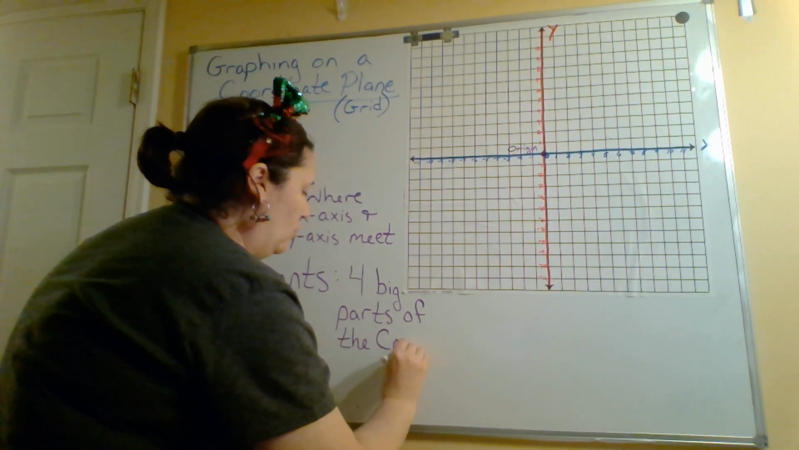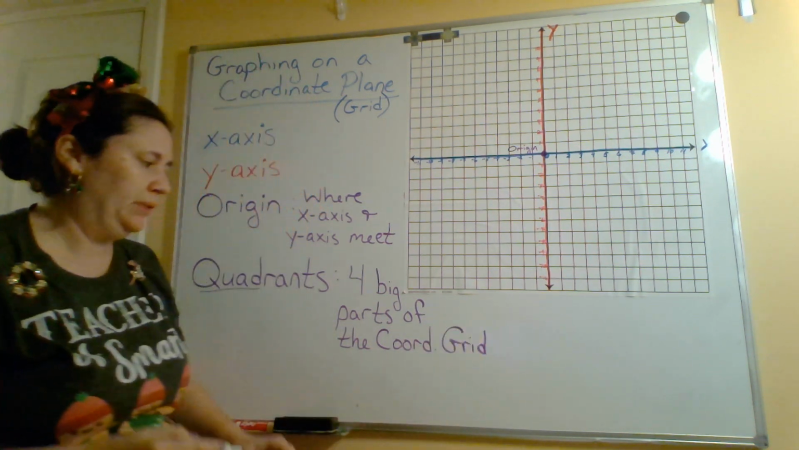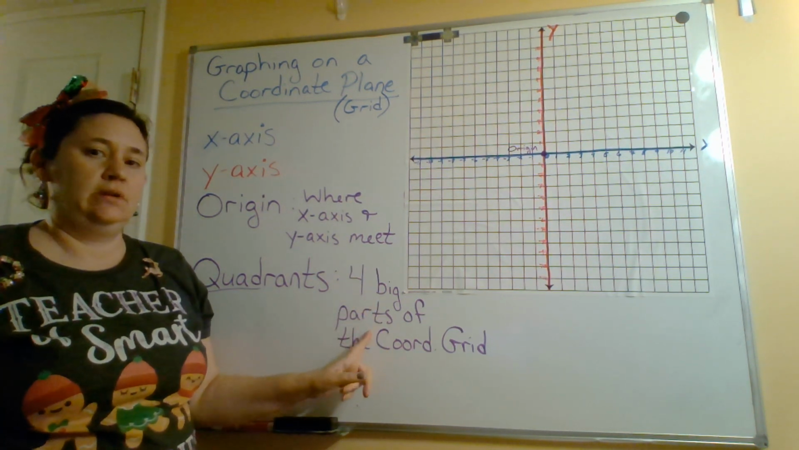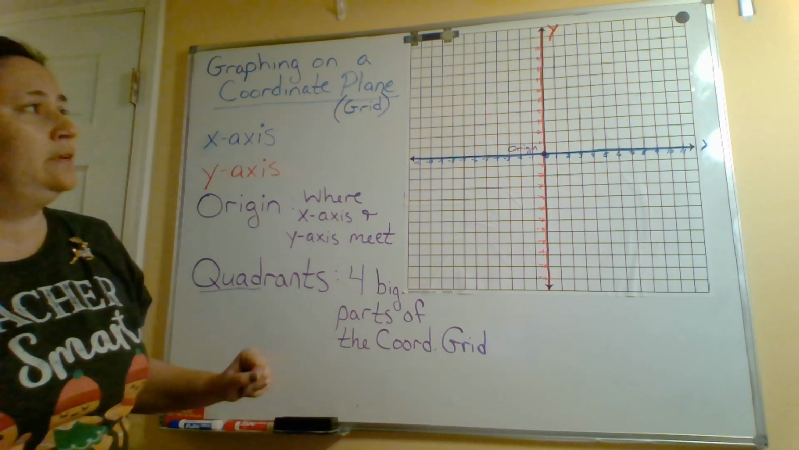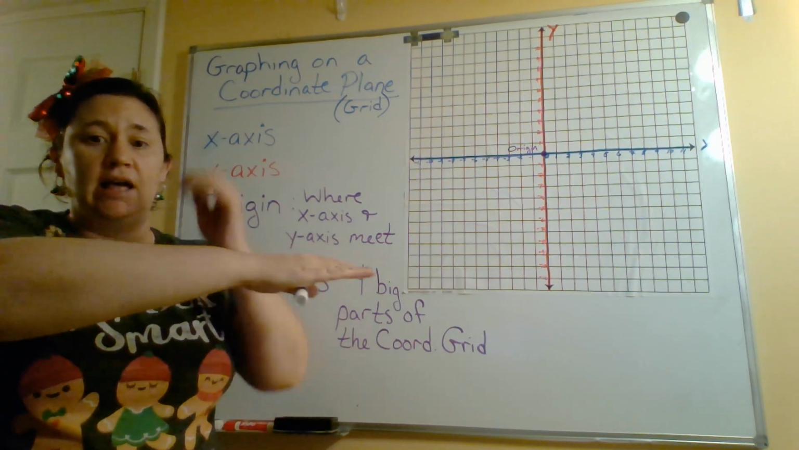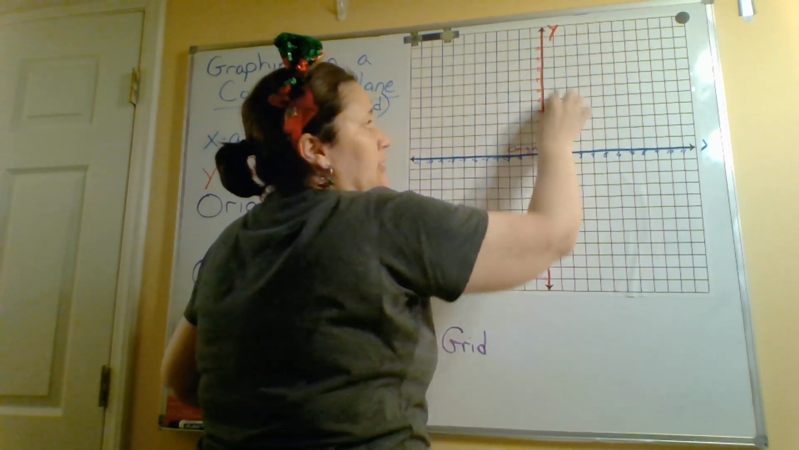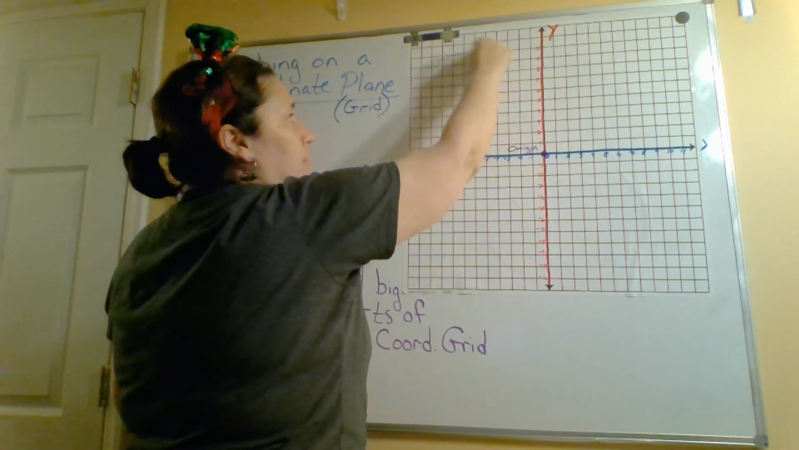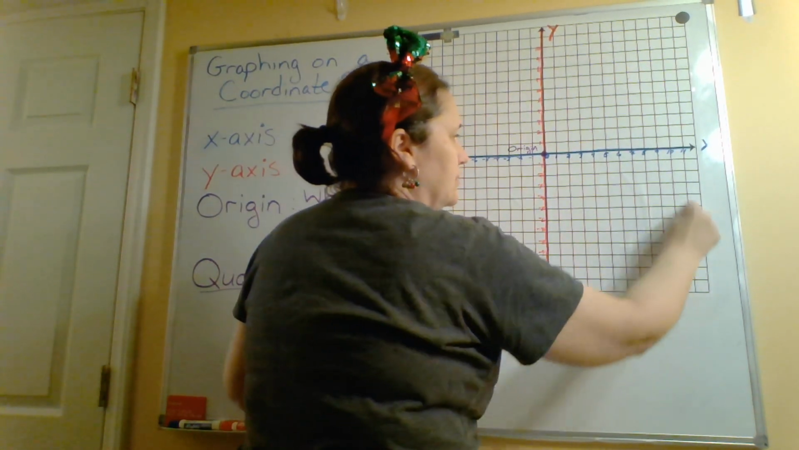I'm going to abbreviate coord grid or coordinate plane. The quadrants are the 4 big parts of the coordinate grid or the coordinate plane. They're the 4 big boxes that are formed when the x line and the y line cross each other. This up here, this big box right here, this is a quadrant. This is a quadrant up here. This is a quadrant right here, and this is a quadrant.